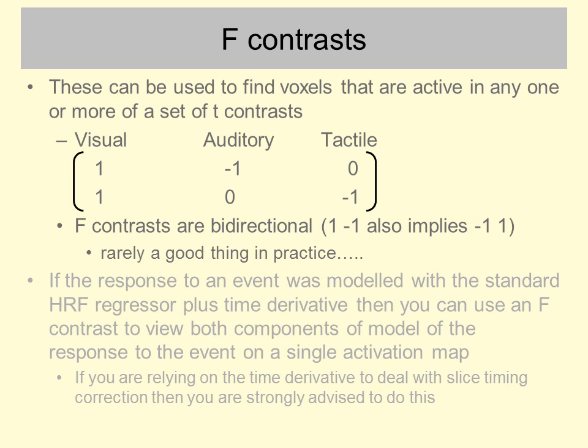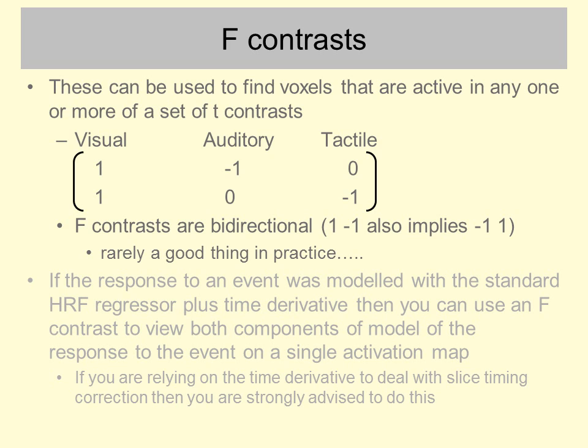So F contrasts can be used to find voxels that are active in any one or more of a set of T contrasts. So an F contrast has more than one row. So in this example we've got the visual stimulation, the auditory stimulation, and a third experimental condition as well, the tactile stimulation. So you can imagine what the design matrix would have looked like for that. If it was a simple one like on the previous slide, it would just have a third column in it, wouldn't it? A third explanatory variable.